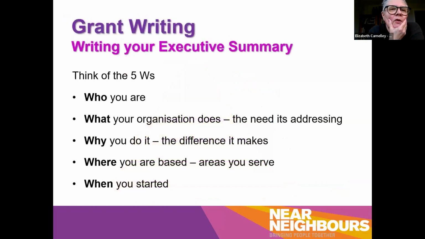So if you're going to write an executive summary for either a proposal that doesn't have an application form, or some people want that as part of their application, think of the 5 W's: who you are. We are the Blackburn Youth Centre. What does your organisation do, and what need is it addressing? We are working with young people in Blackburn, especially those who are disadvantaged.